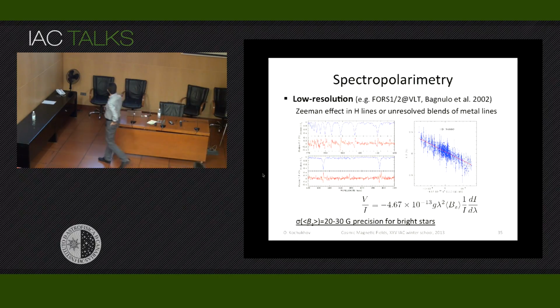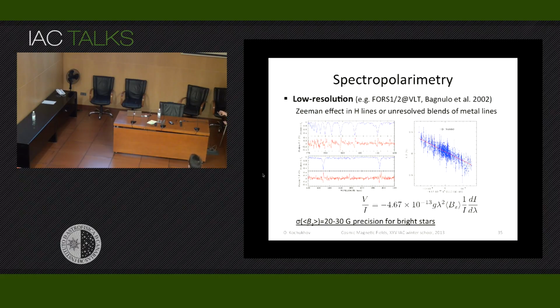This is the kind of spectra one gets from FORS. So this is Stokes I and Stokes V, and you see all these signatures in Stokes V. These signatures are not noise. This is unresolved in the case of metal lines, unresolved in the case of hydrogen lines, partially resolved Stokes V signatures for a strongly magnetic star. And what one can do is again rely on the weak field approximation.